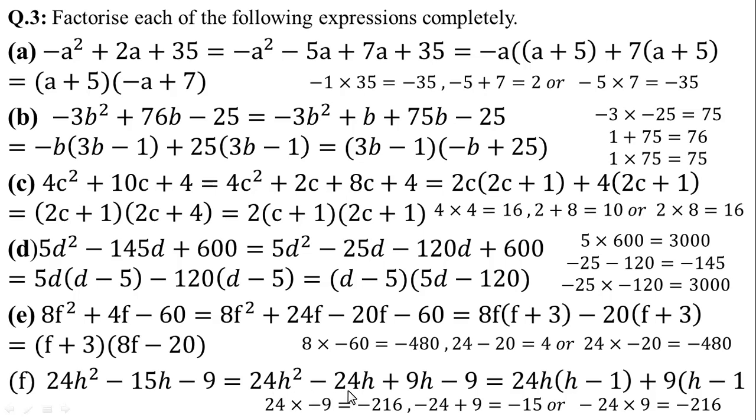Both values are divisible by 24 and h is also common. Then 24h is common. Remaining values h minus 1. So 24h into h minus 1. And the last two values both are divisible by 9. So plus 9 is common into h minus 1. The final answer of F part is h minus 1 into 24h plus 9.